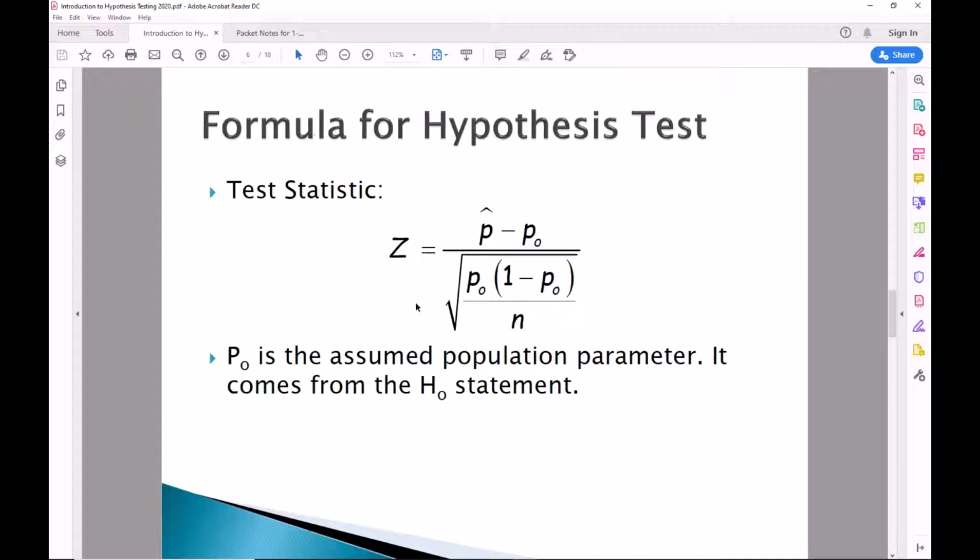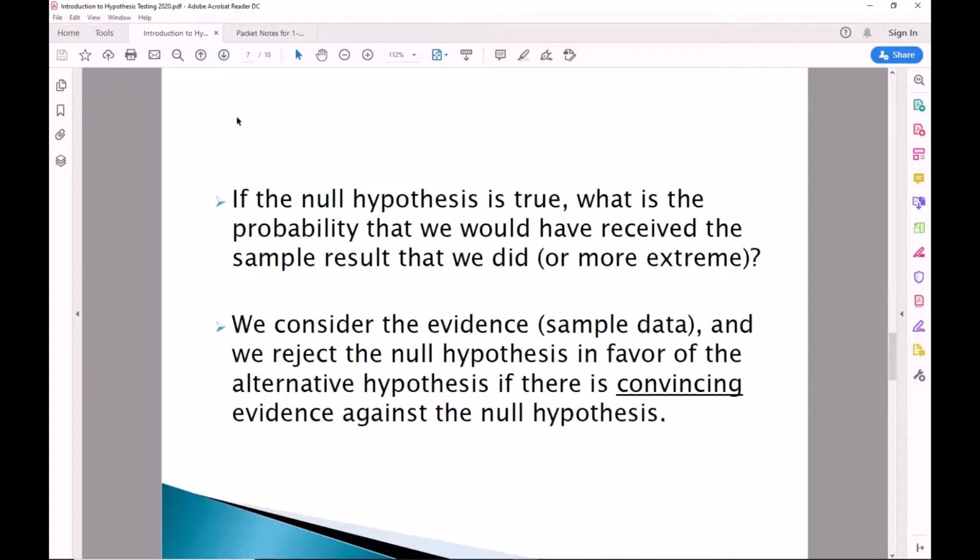All right. Now you can do this by hand. We will probably default to the calculator and let it do it for us. All right. So if your null hypothesis is true, what is the probability we would receive the sample result we did, or perhaps more extreme than that? All right, we consider the evidence or sample data, and we reject the null hypothesis in favor of the alternative if there is convincing evidence against the null hypothesis.